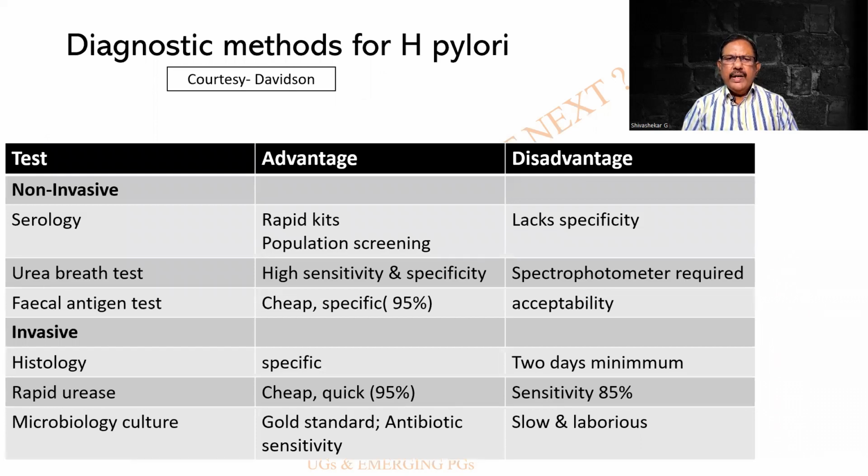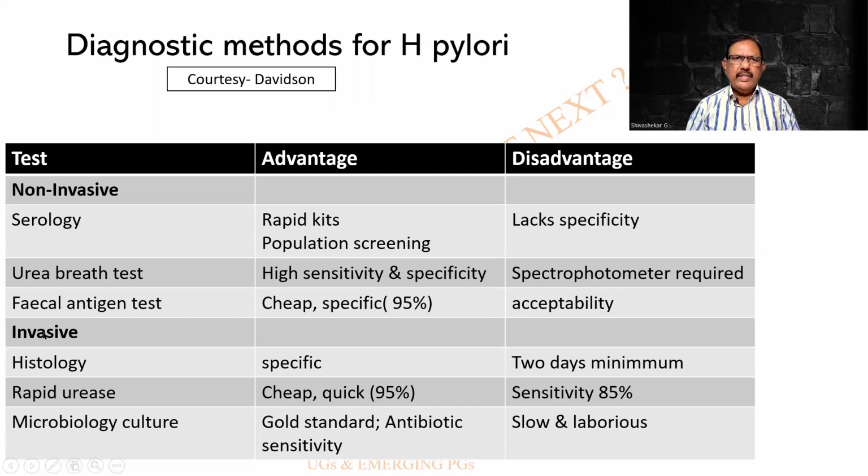Now there are different diagnostic methods for the H. pylori. This is from Davidson, your textbook of medicine. There are non-invasive and invasive techniques. Serology, there can be rapid kits and it can be done for a large population screening. The problem is it lacks specificity. Urea breath test, it is highly sensitive and specific. But sometimes you find that more qualified instruments such as a spectrophotometer might be required. Fecal antigen test, it is cheap, it is specific, it should be good, but then it is not acceptable by the society or the doctors.